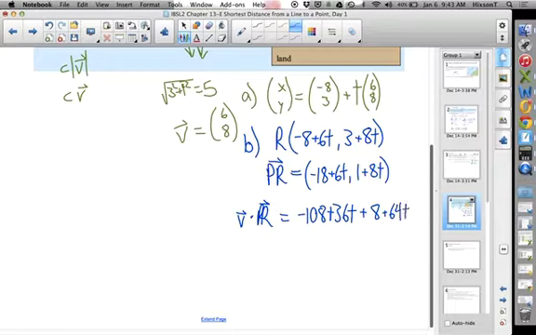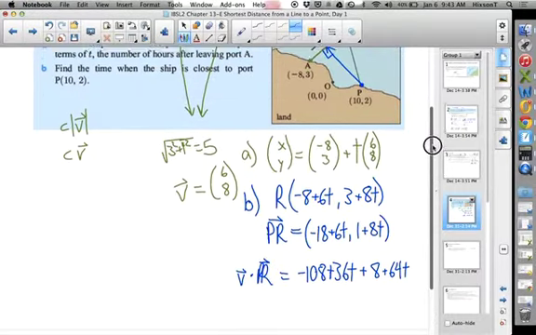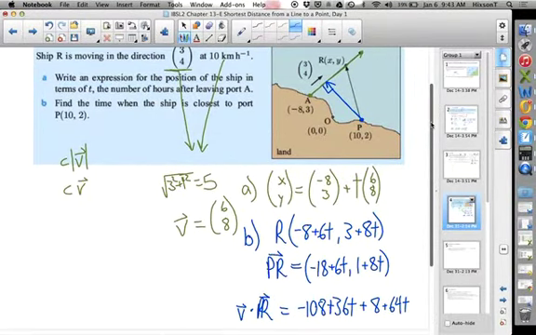Wait, did you do 6 times 8 is 108? 6 times 18. Okay. Yes. For PR, what did you subtract? I'm going from point P to this point R that we came up with. Oh, so with 10 and 2. So yeah, -8 plus 6t minus the 10, and then 3 plus 8t minus the 2. Use that.